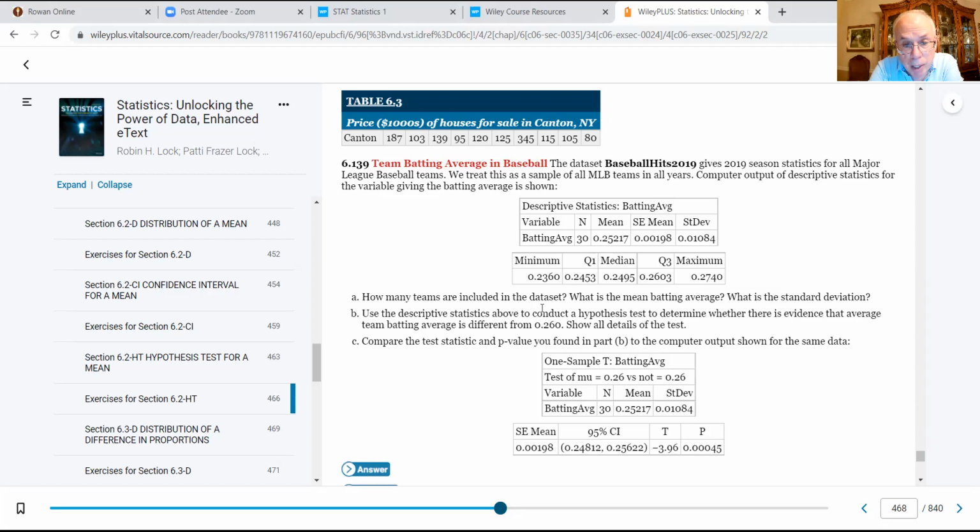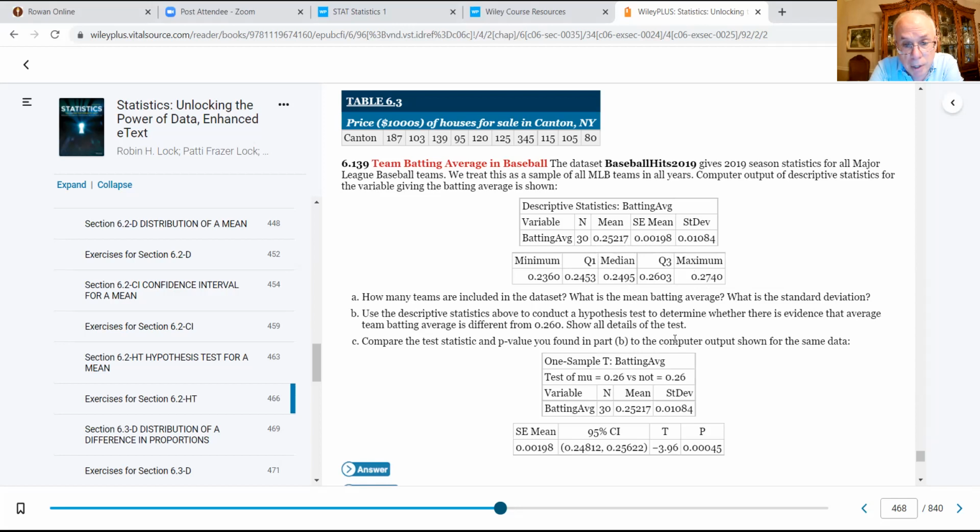So the answer to part A is, how many teams are in the data set? 30. That's your sample size. What's the mean batting average? That's the number under the mean, 0.25217. What is the standard deviation? That's under standard deviation, 0.01084.